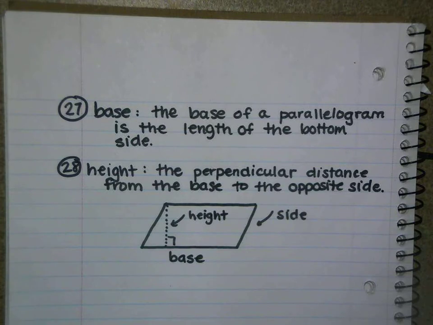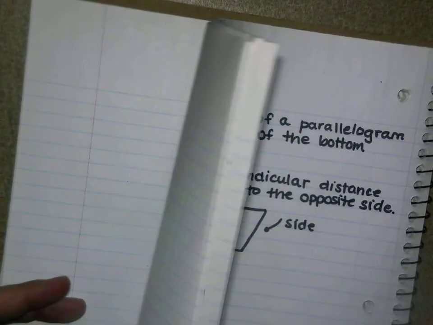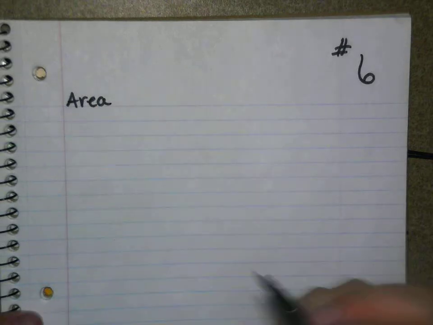So I'm going to go ahead and flip back into item number 8. If you need to pause the video, go ahead and do that. Otherwise, just follow along with me. Okay, so this is going to be item number 6. So we're going to continue on item number 6, and we're going to go ahead and talk about area of a parallelogram.